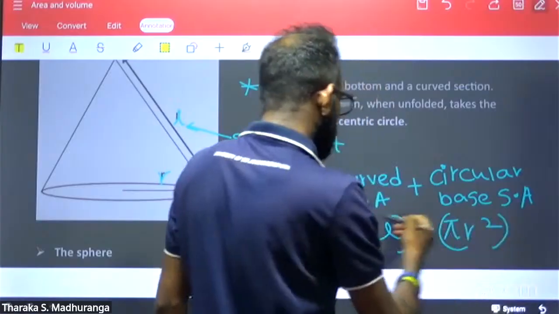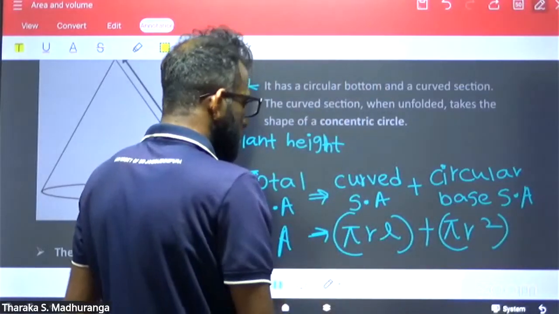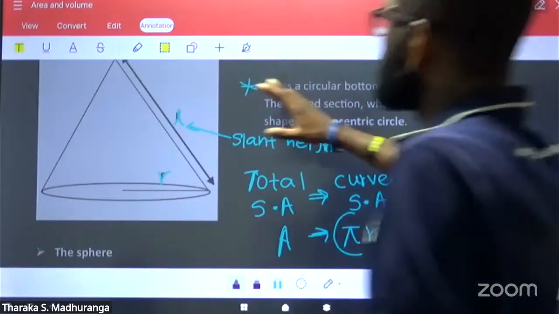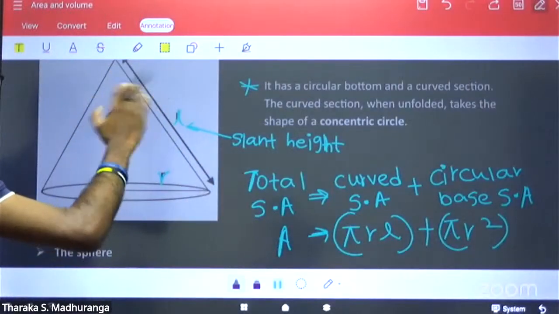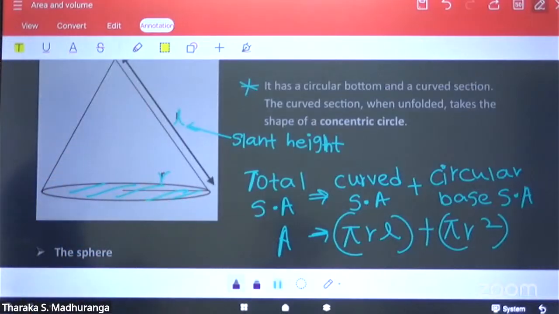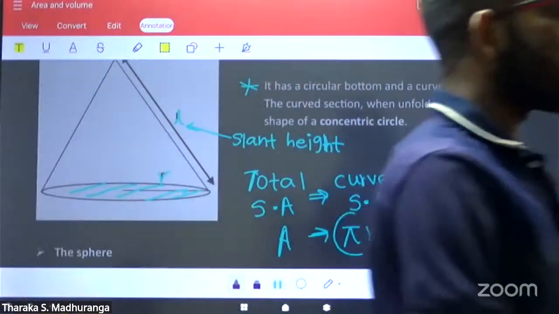πrL plus πr squared is the total surface area of the cone. Note down: πrL plus πr squared. What's the meaning of πrL? The curved surface area, this surface. This is the base surface area, πr squared.